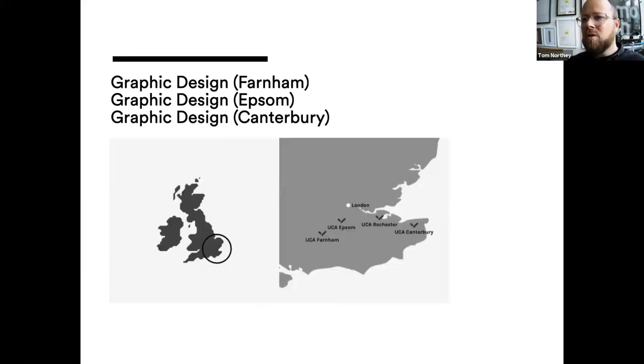We've got three graphics courses at UCA. We've got graphic design at Farnham, which is my course. We've got graphic design at Epsom, and we've got graphic design at Canterbury. And they've all got different identities. The one in Farnham is very much business focused and around branding and packaging, and is a very, very commercial graphic design course. So if you're interested in that area of design, then our course is for you. The graphic design course at Epsom is much more about social responsibility as a graphic designer, and thinking about how you can use graphic design as a means for change within society. And then the one over at Canterbury is very much a combination of illustration, moving image and graphic design. It's a real hybrid course, and that's going to be renamed visual communication in the next year or so.